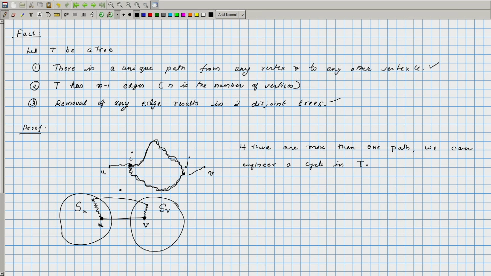So, you can go from U to this particular vertex U prime, and from U prime we can go to V prime, and from V prime we can go back to V. So, that is an alternate path, but by our first fact we know that there is exactly one path. So, we can argue that SU and SV are disconnected components.